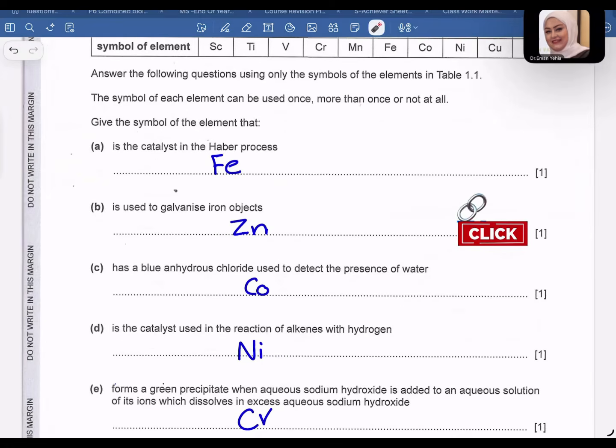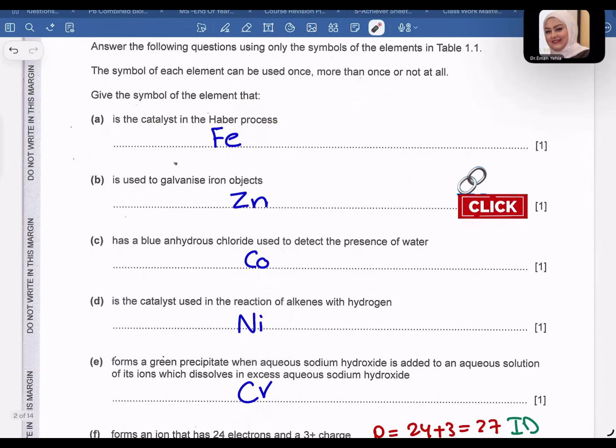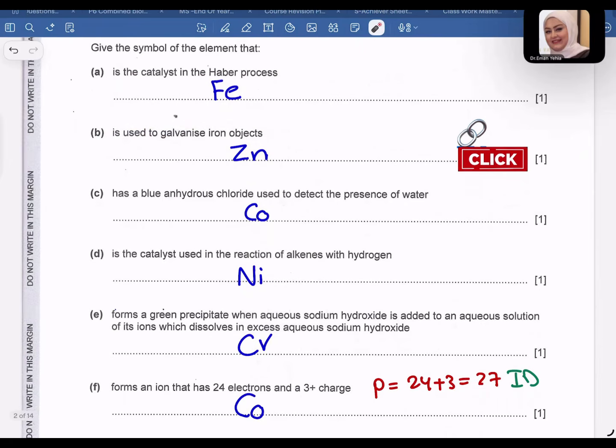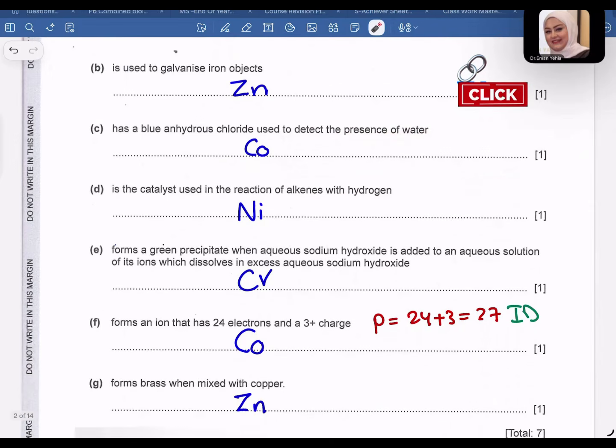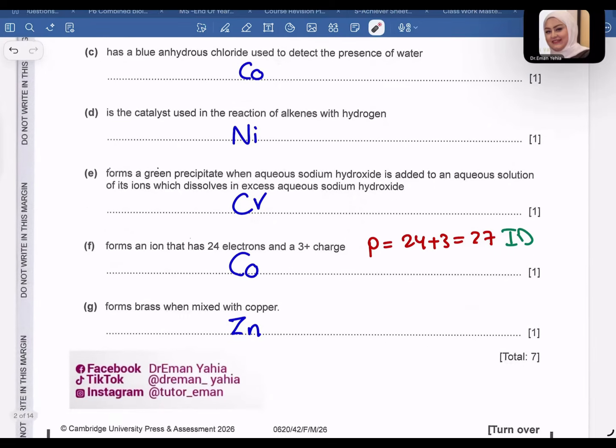The first question is a catalyst used in the Haber process, using iron as a catalyst. The Haber process is the synthesis of ammonia, using iron. Zinc is used to coat iron to protect it from rusting. The element that has a blue anhydrous chloride used to detect the presence of water is cobalt. Cobalt chloride changes from blue to pink. And the catalyst used in the reaction of an alkene with hydrogen is nickel.